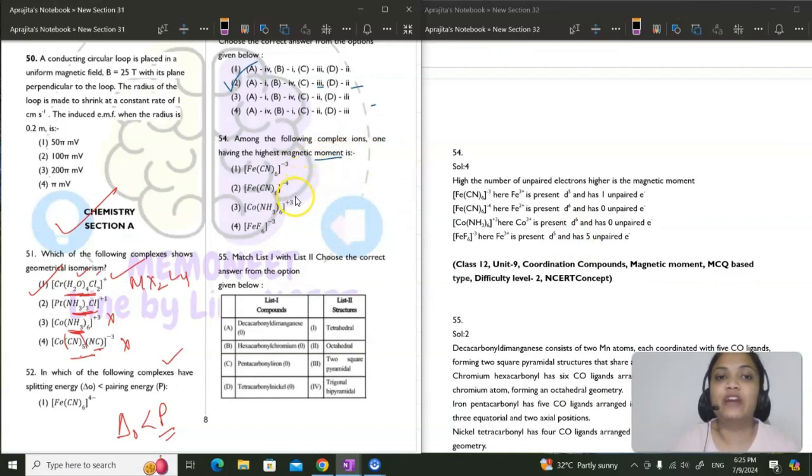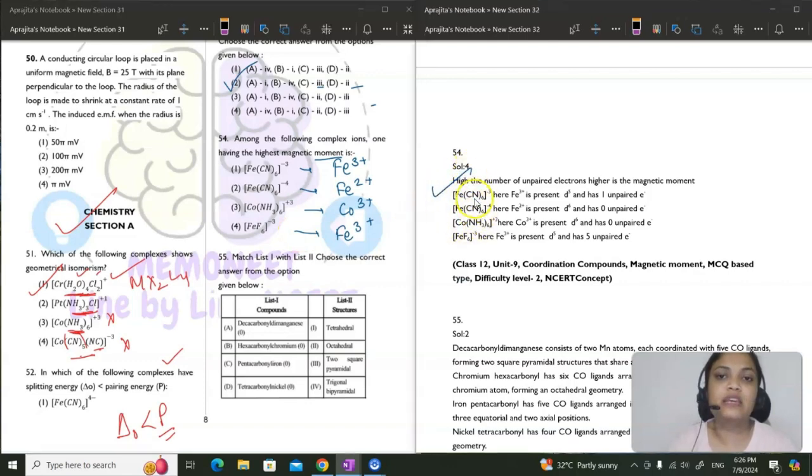So now students, to find out the magnetic moment, you need to look at the oxidation state of the metals. Here it's Fe3 positive, here Fe2 positive, here cobalt 3 positive, and here also Fe3 positive. And you also have to look at the ligand. So in [Fe(CN)6] 3-, Fe3 plus is there and it is D5. Okay, so it is having one unpaired electron. Students, you might be thinking, if it is D5, how come the unpaired electron is 1? Because cyanide is a strong field ligand, it will cause the pairing.